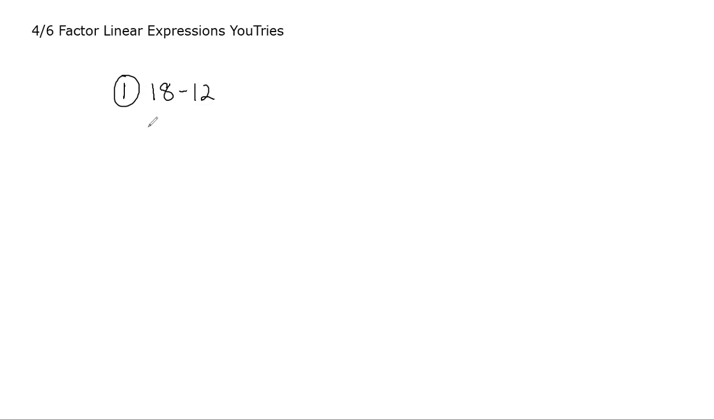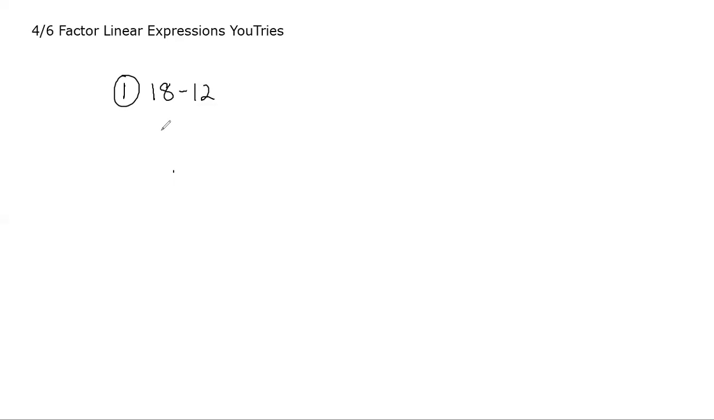So the point of the YouTries was to practice factoring expressions. So yes, I do know 18 minus 12 is 6. But the reason why he only gave you numbers was so that you could practice without any variables in them, because sometimes when you add variables, it gets a little more confusing. You think it's more complicated. So that's why we started out with just numbers.